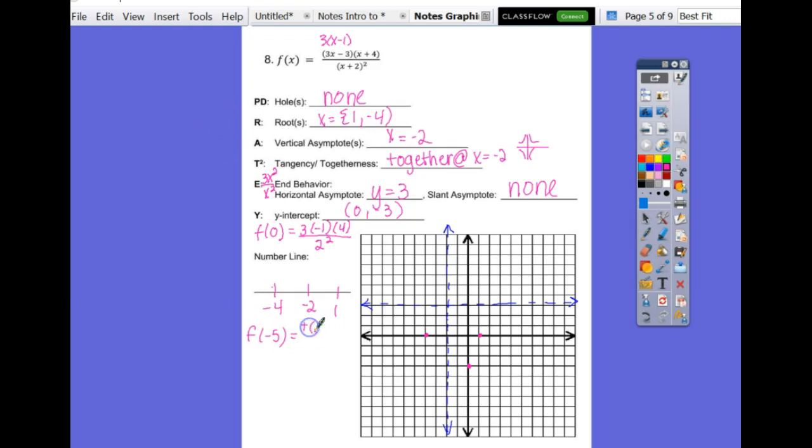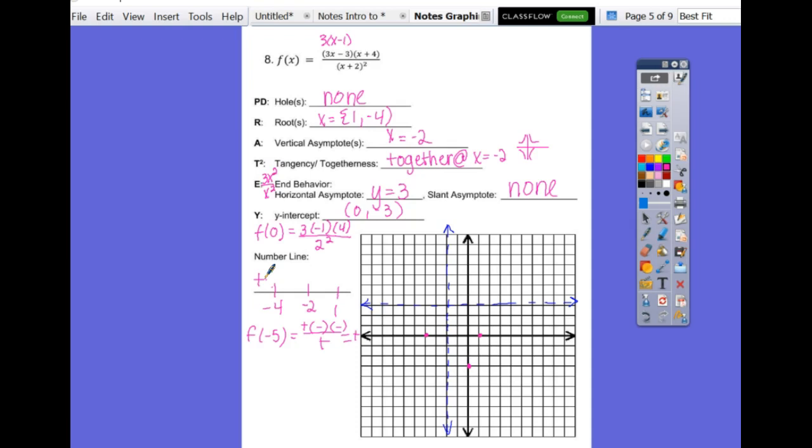So the 3 is positive. The 5 is going to give me negative. The -5 is going to give me another negative. And then on bottom, I get -3, a negative squared, which gives me positive. So this ends up positive. So I have a positive there.